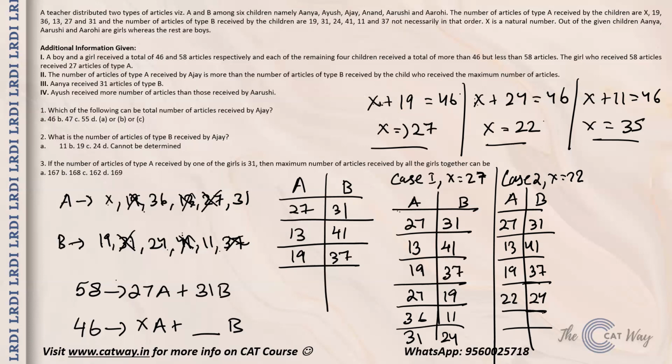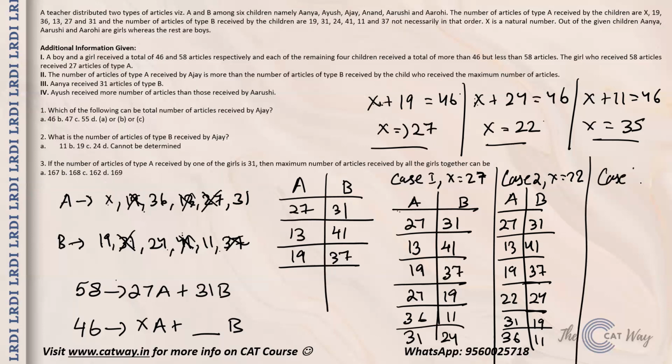Now you are left with 36 and 31 in the first area and 19 and 11 over here. If you take 31 and 11, they will give you a total of 40. So that is not happening, right? So that means 31 definitely needs to go with 19, and in that case 36 will go with 11. And then guys, we have the third case over here.